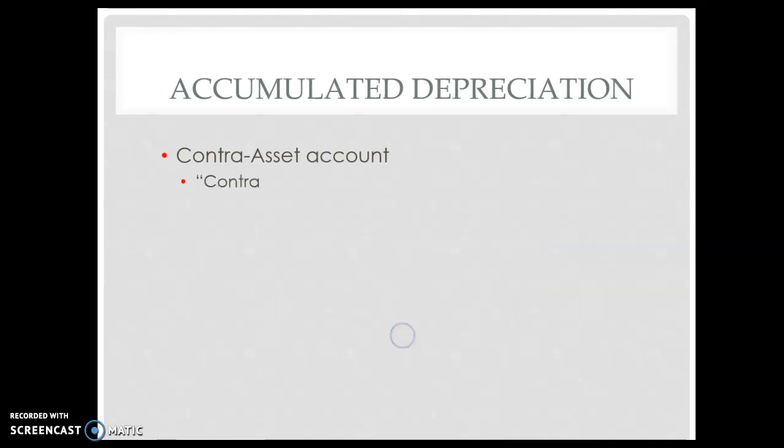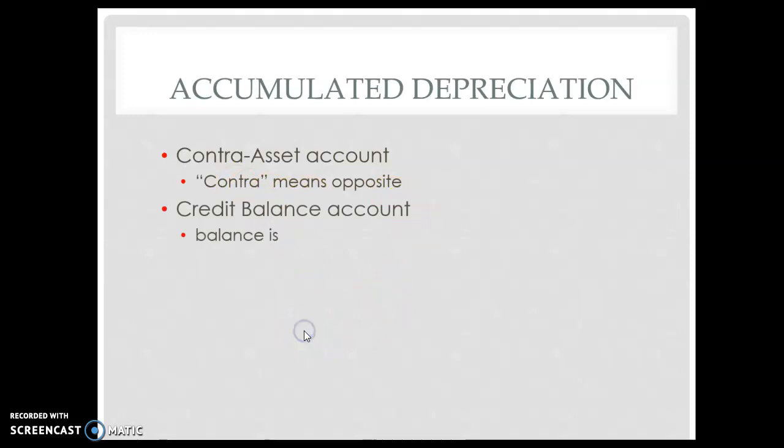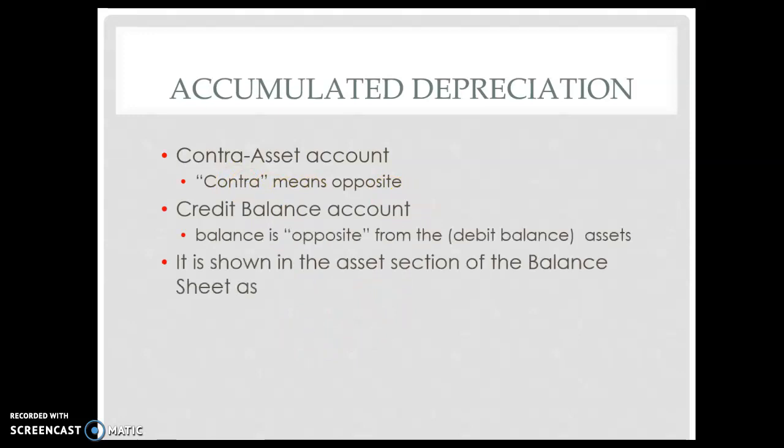Now, this accumulated depreciation is what we call a contra asset. Contra means opposite. It has the opposite balance, a credit balance, as opposed to a debit balance that other assets have. Still shown as an asset, even though it has a credit balance. Still shown as an asset on the balance sheet. And it is being deducted from its related assets. So the delivery equipment minus the accumulated depreciation.